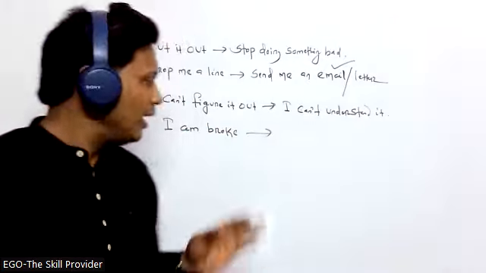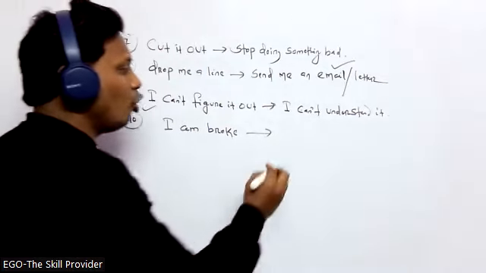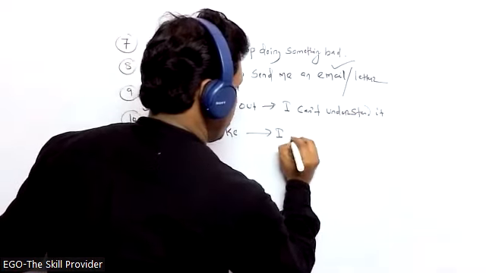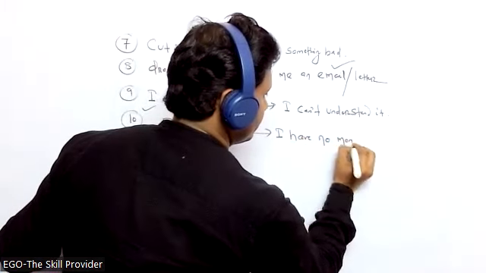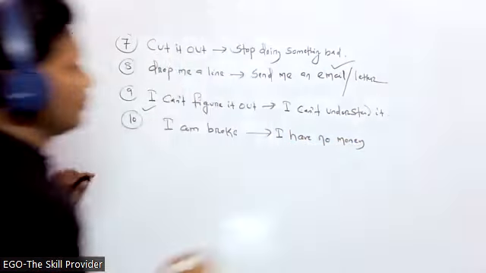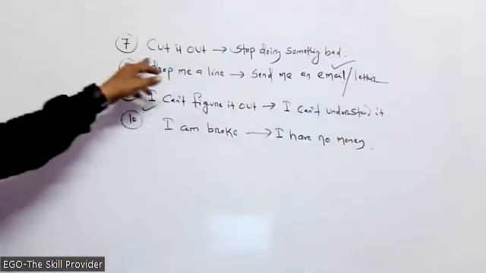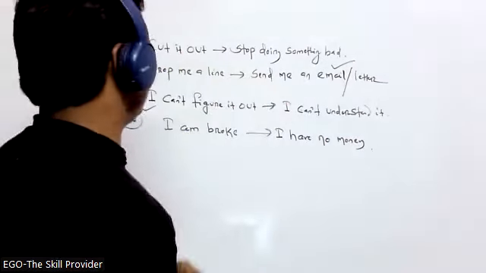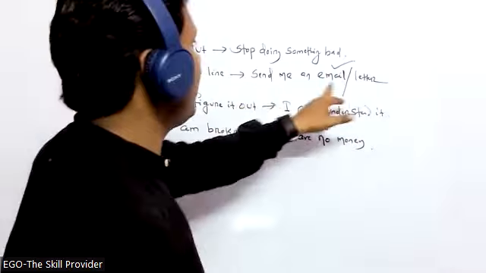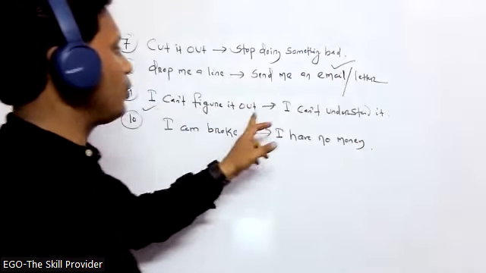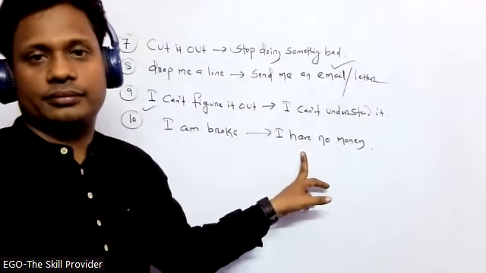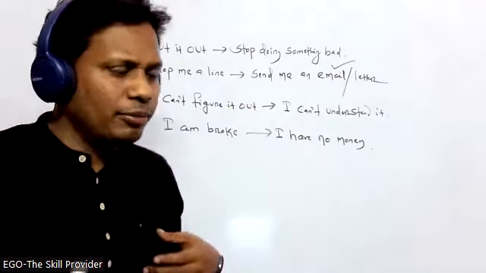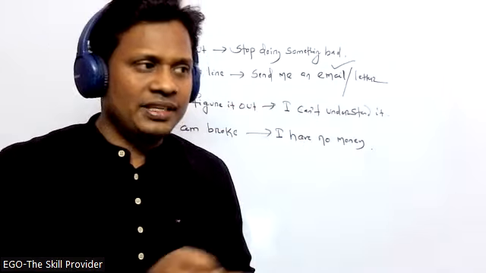No, it's not like that. I am broke means I have no money right now. I have no money. Okay. So, cut it out: stop doing something bad. Drop me a line: send me an email. I can't figure it out: I can't understand it. I am broke: I have no money. Suppose right now I have no money. If somebody asks me, could you please give me $100?